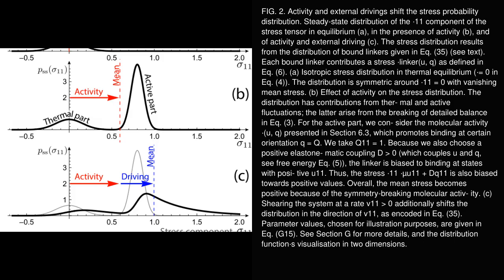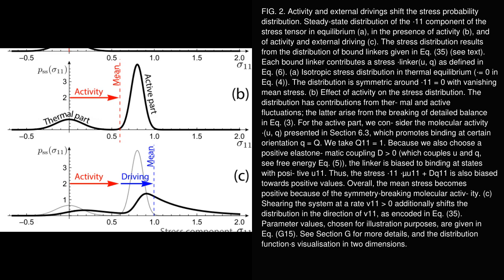Although molecular activity and external driving additively affect the average stress, their combined impact on the steady-state distribution is not simply additive, due to their non-commuting effects on linker states. This results in cross-coupling terms influencing the variance of the stress tensor and hence the noise amplitude. Thus, Figure 2 elucidates how active fluctuations arising from broken detailed balance and external driving jointly shape the mechanical fluctuations in active gels.